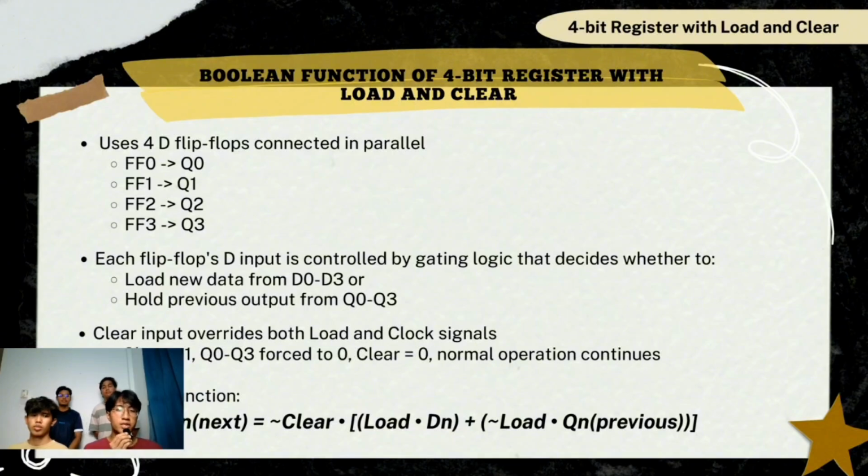And for the Boolean function, after combining all of the process above, you will get Qn next equals bar clear times (load times Dn plus bar load times Qn previous). This means that the next output will take into account the clear and also the load, which this register has those features.